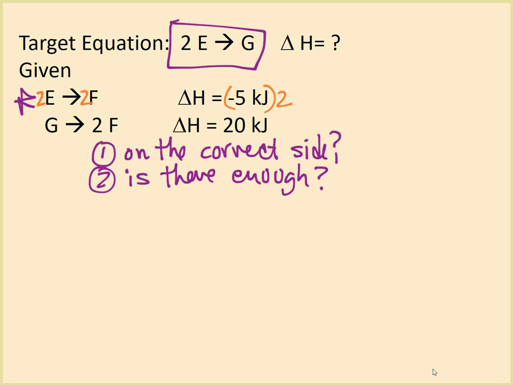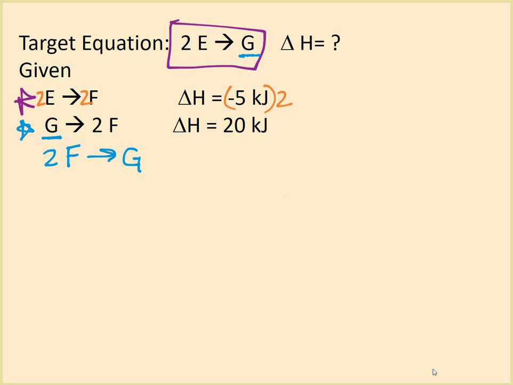And then let's look at the next one. So I have my next equation, I have G going to 2F, and I can see my G here and my G here, it's on the wrong side. So I need to rewrite that. So I'm going to reverse it. And that also reverses the sign on my delta H. So I rewrote that one, so I'm going to cross it out so I don't accidentally rewrite it.